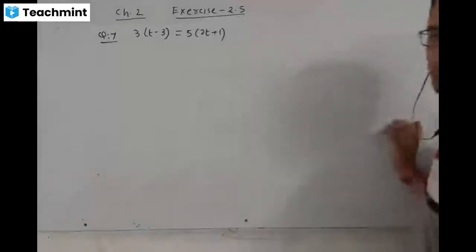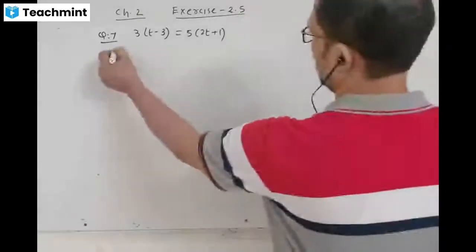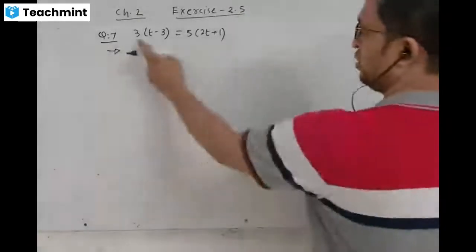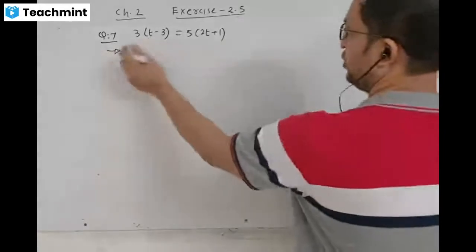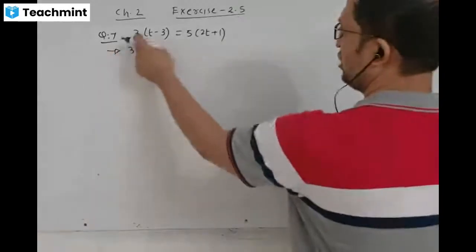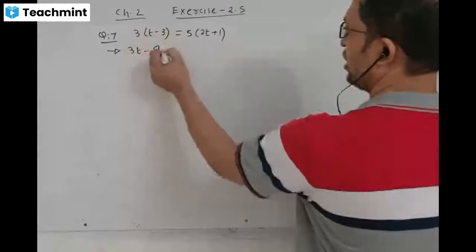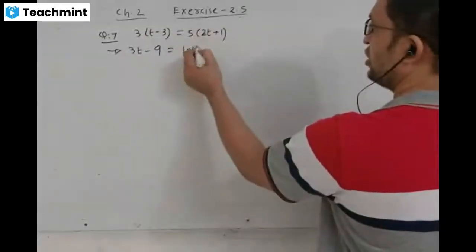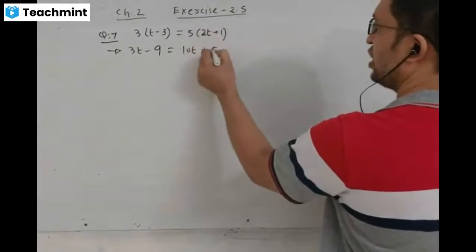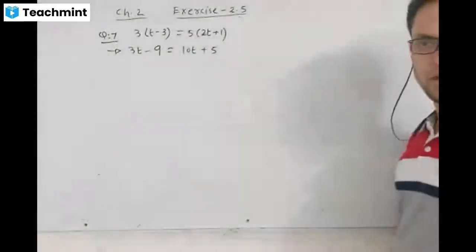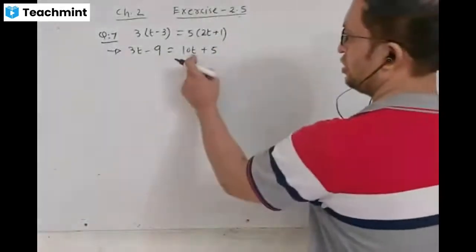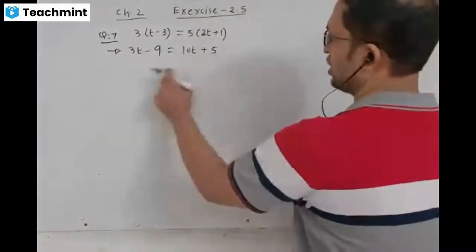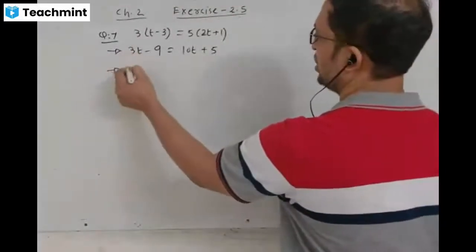Here solve this question. First we apply the distributive law. 3 multiply with t, 3t. 3 3s are 9. 5 multiply 2t, that is 10t, and 5 1s are plus 5. Okay? Here 10t transposing right side to left side.